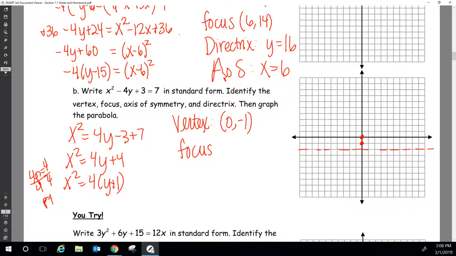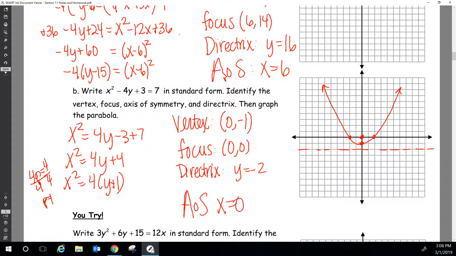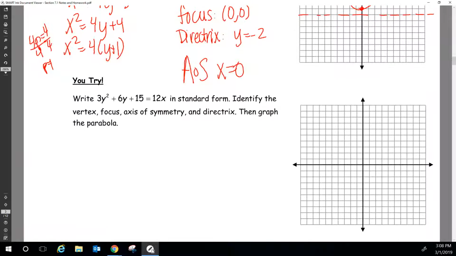So our focus is going to be at 0, 0. Directrix is at y equals -2. Our focal width is 4, so we're going to go to the right 2, to the left 2, and then draw a pretty parabola. And the axis of symmetry that cuts this guy in half is right there at x equals 0.